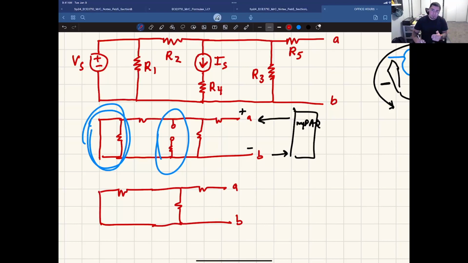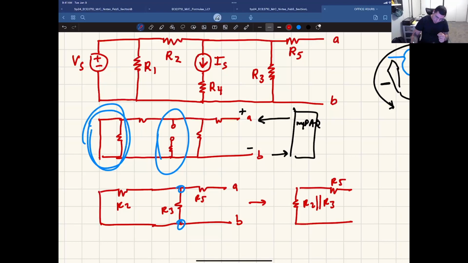You would continue simplifying this circuit. So this is then R2, this was R2, this was R3, this was R5. R2 and R3 are parallel to each other. If you don't believe me, notice that they come from this node and this node. So they have a common bottom and another common top node. So that means I have R2 parallel to R3. And then here's my R5.